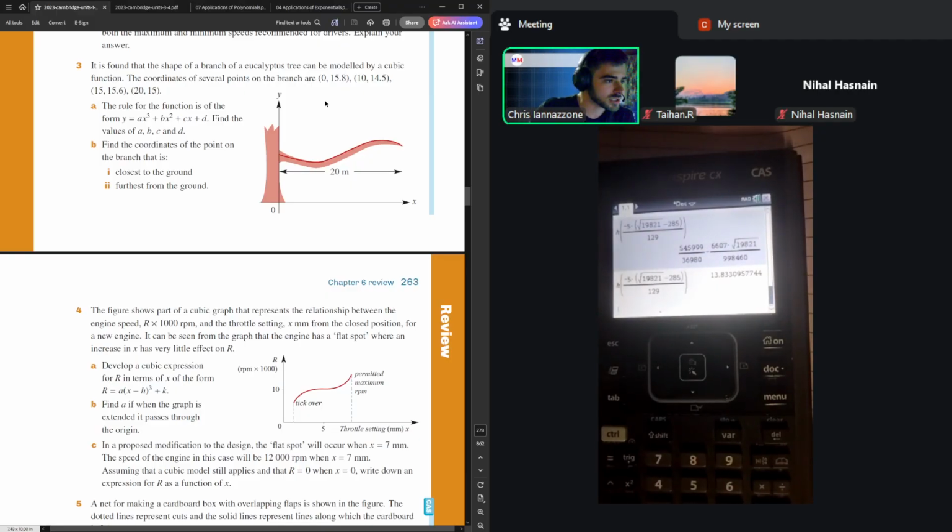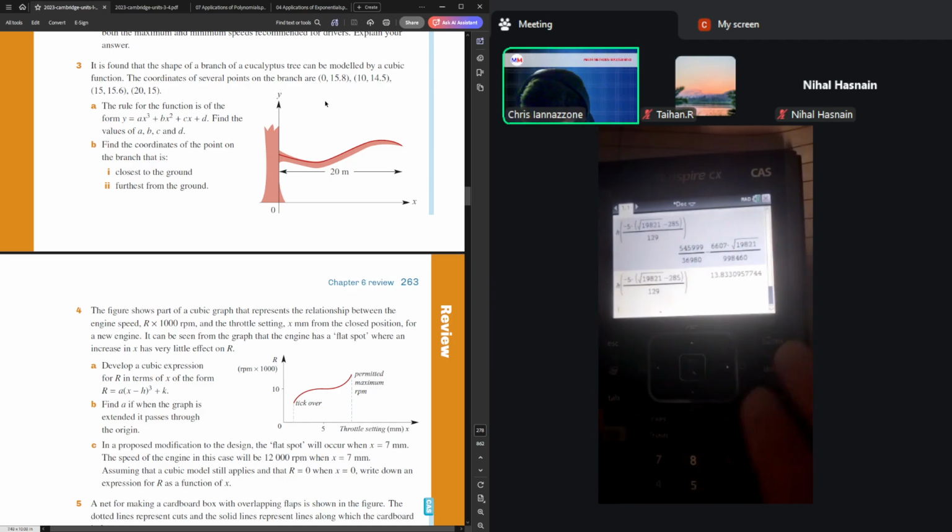And yep, another nasty number. 13.8. If we look at the range of the values that we had in all of our points, 13.8 is in the ballpark of all of them, and definitely the lowest of them all. So we can do a quick little validation there.